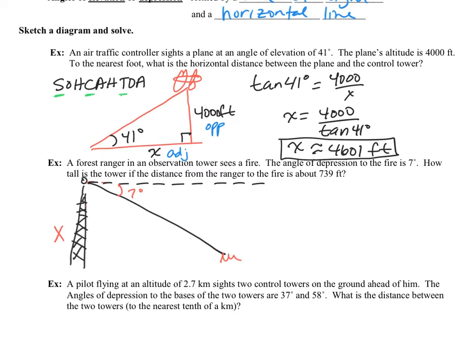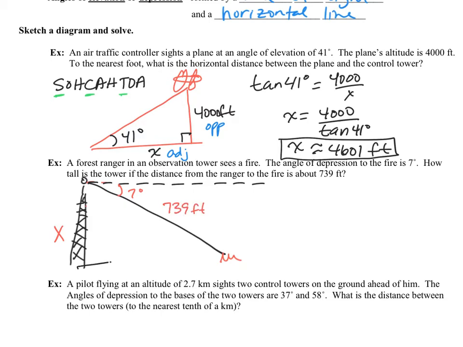Let's see, how tall... if the distance from the ranger to the fire is 739 feet. So the distance from the ranger to the fire, that would be the measure of what's going to be our hypotenuse in just a minute. That measure is 739 feet.